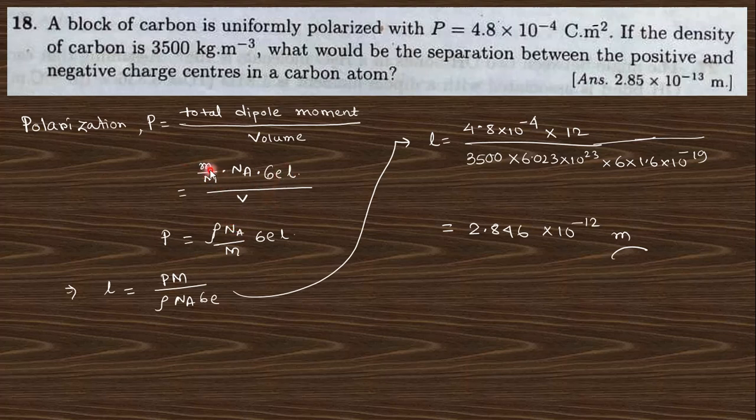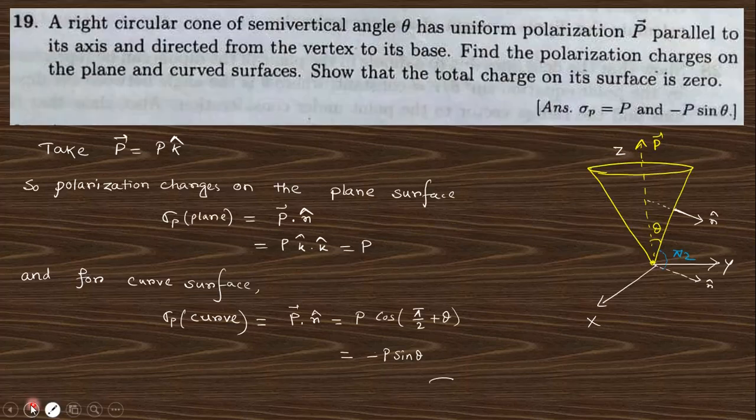After that, small m by V is rho, and capital M is taken here, and Na times 6eL. So finally L, the separation, will be P times M over rho Na 6e. P is 4.8, M is the atomic mass 12, rho is given, Na is the Avogadro number, 6, and e is the electron charge. After putting in these values you will get this expression, right? Go to the next one.